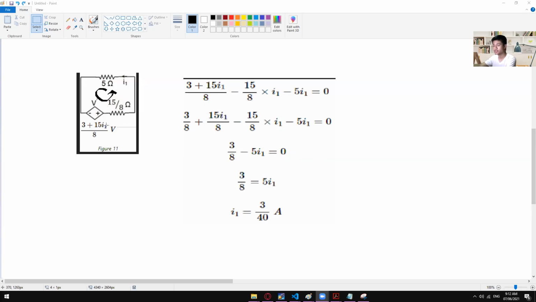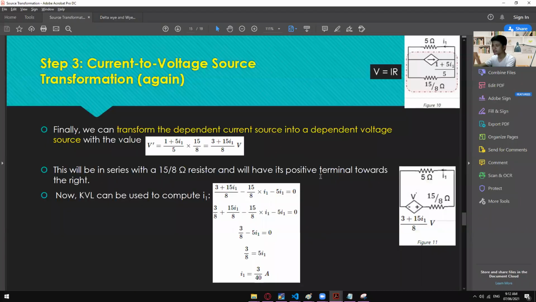Okay? So just substitute that I sub 1, this 3 divided by 40 right here, and then you can now perform Ohm's law. Okay? So in here, we have to solve for the I sub 1 first before we can finally get the current that is flowing in here. Okay? All right. So did you get the idea so far on how to solve voltage to current and current to voltage having a dependent source?